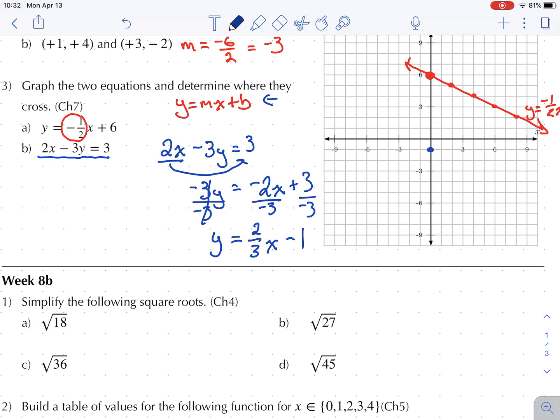So we start out at negative 1. Then our slope is 2/3. That means we go up 2 over 3, right like that, up 2 over 3, up 2 over 3. Put a line through those, label it 2x minus 3y equals 3, and determine the point where these guys cross, right there, and that point is at 6, 3. So they cross at the point 6, 3. That is the point that satisfies both equations.